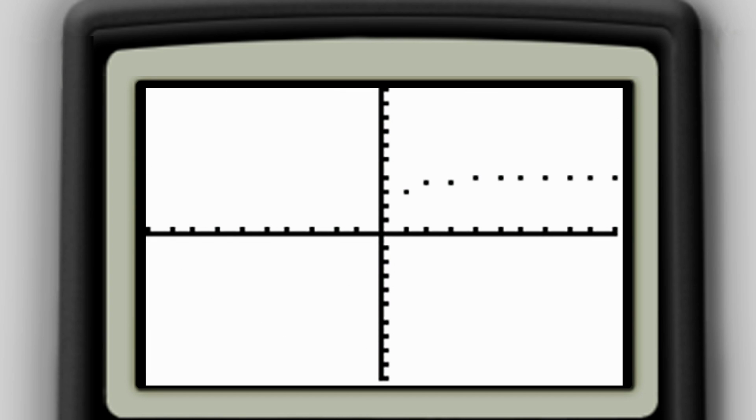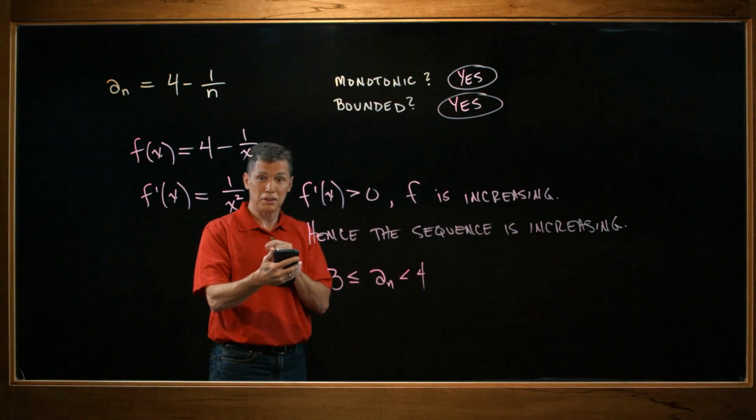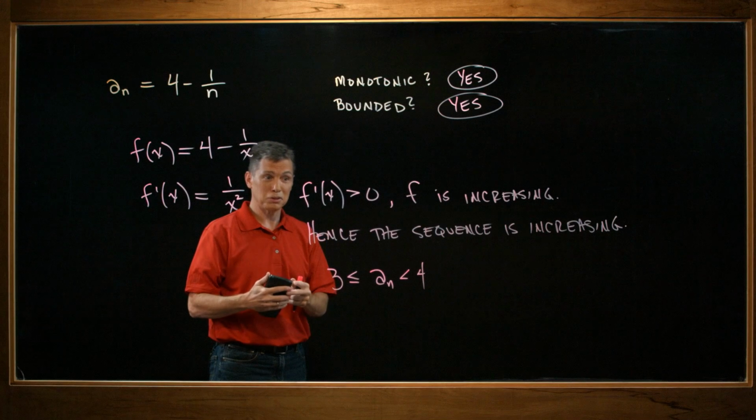If I graph that, your graph should be showing you several dots. And the pattern of those dots, if you look closely enough, the pattern's going up, up, up. And furthermore, none of those dots are below 3, and none of those dots are above 4. That verifies our results, and we're done with the problem.